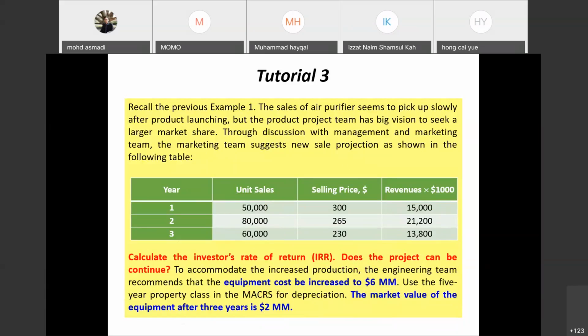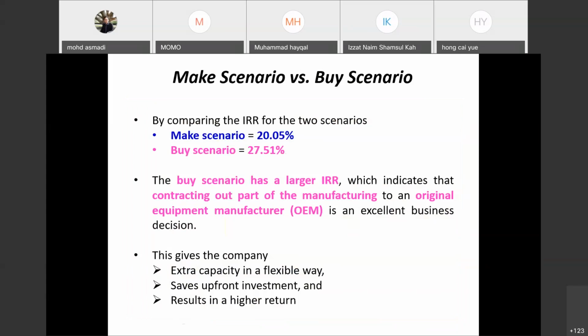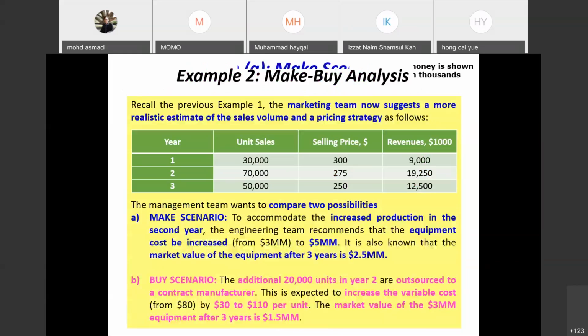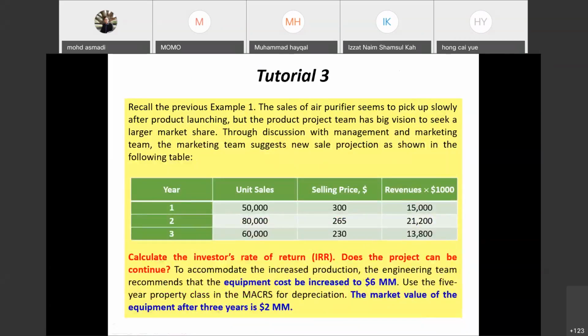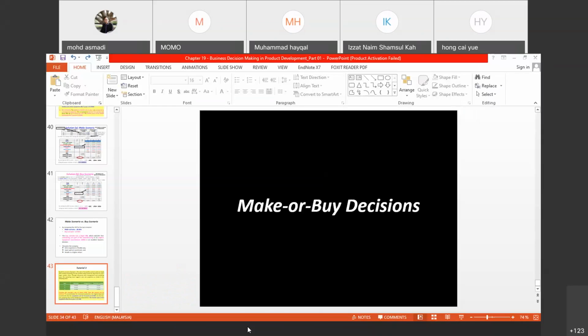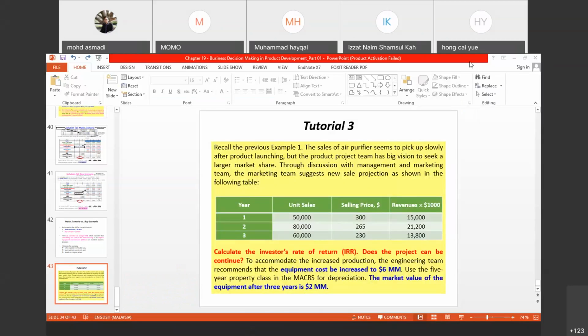I have the answer already, then we discuss. If you recognize this, this tutorial is actually almost similar, just like a mixed scenario. Can you do it? I give you about 20 minutes. Maybe I give you the link for the Padlet, if you want to share.